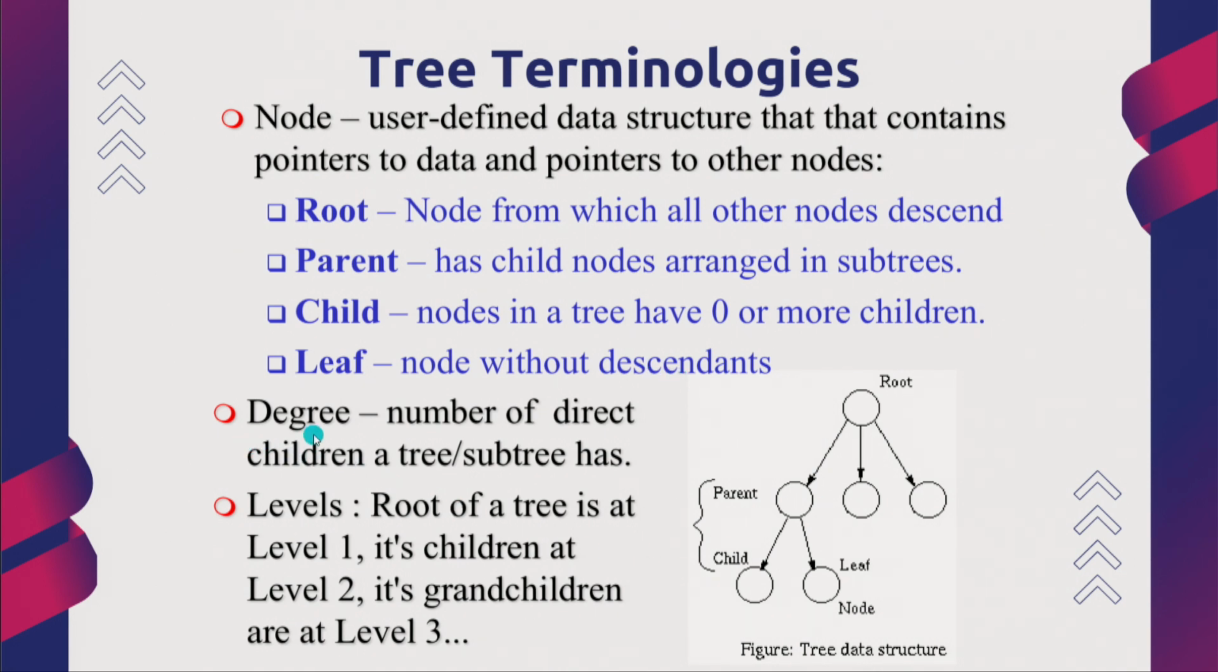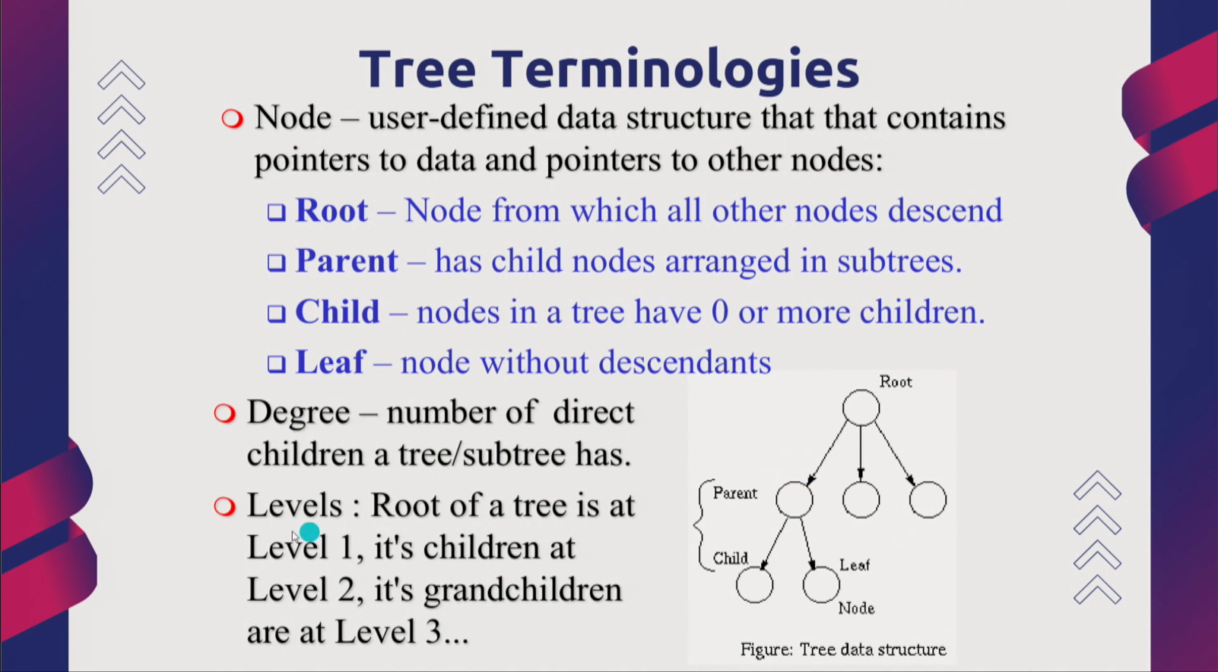Then you need to know what the degree of a tree is. The degree of the tree is the number of direct children a tree or a subtree has. For computing the degree of a tree, we need to compute the degree of every node in the tree first. We check the number of edges that emanate from every node, and whatever the maximum value is, that is going to be the degree of the tree.